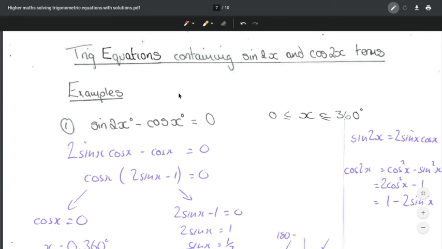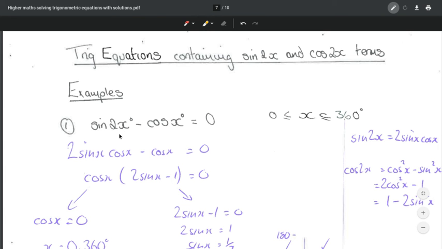If we have a trigonometric equation with a double angle, for example sine 2x, and also a single angle, for example cosine of x, we must use our sine 2x formula, or the cosine 2x formula if it contains cosine 2x, and substitute in so that we have all single angles.